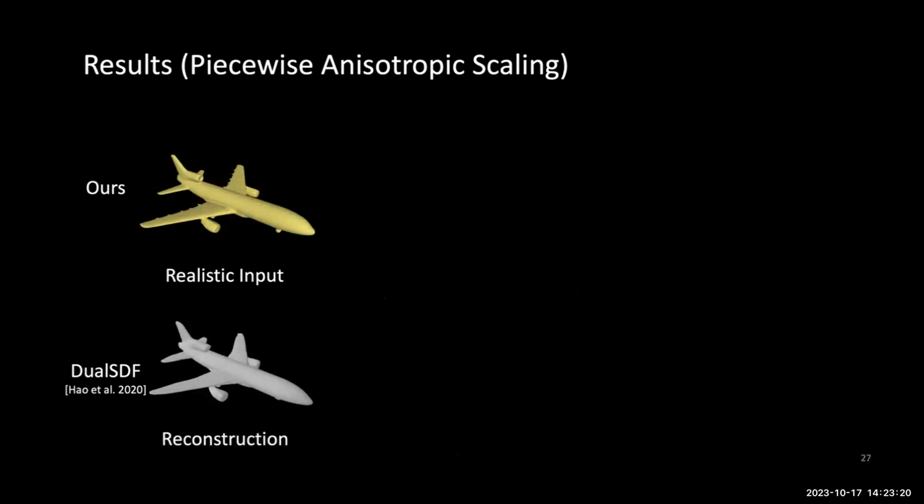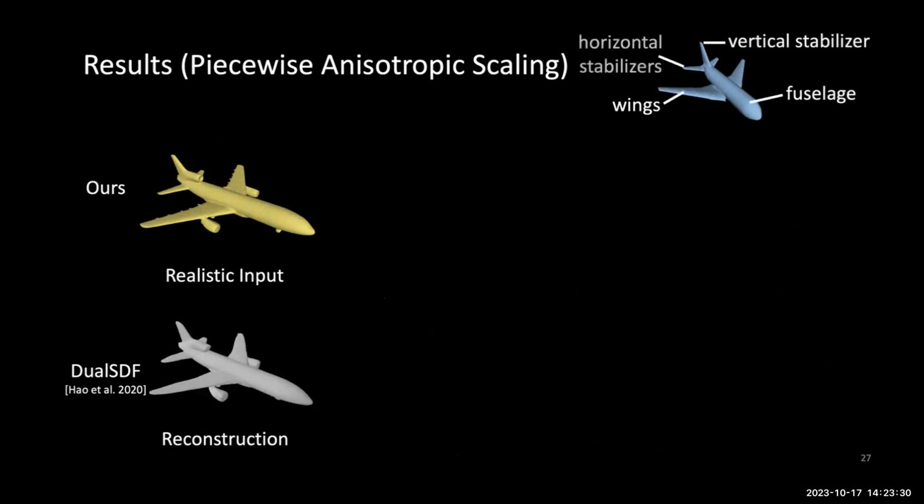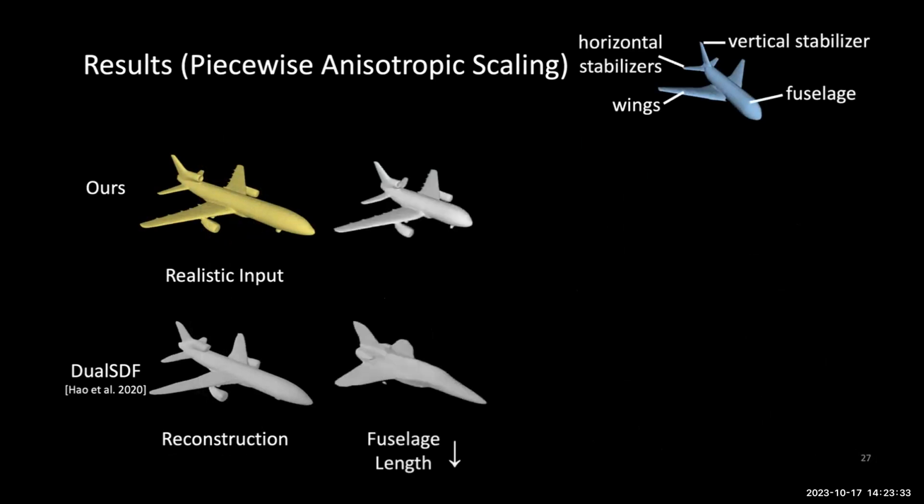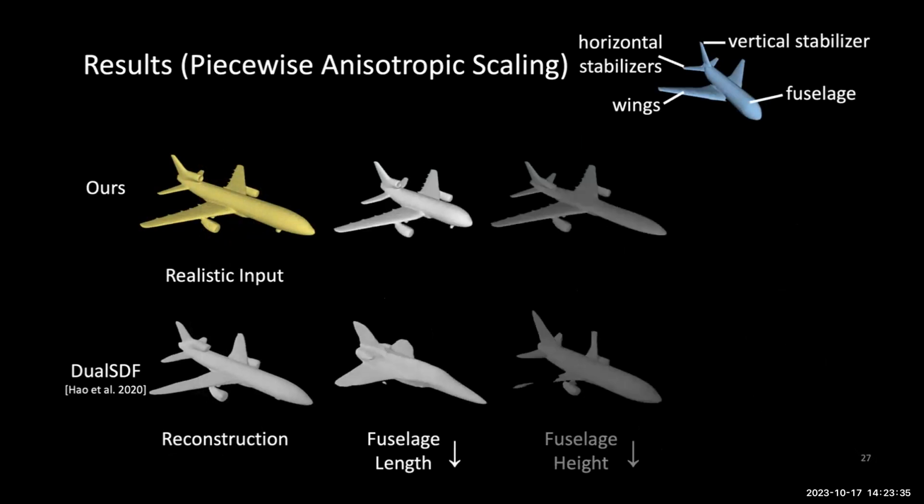And we also do this on airplanes. And here again, dual SDF tends to already lose some details in the reconstruction. While trying to model the different attributes of the wings, fuselage, and the stabilizers, our method is able to better preserve the details while performing the desired operation.